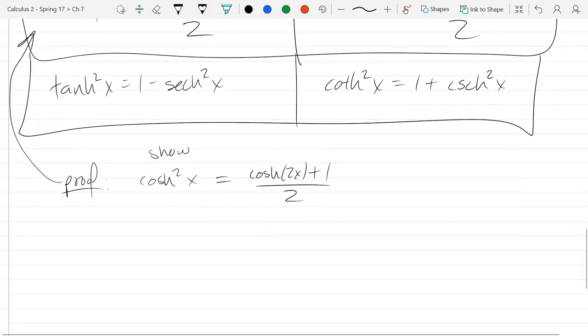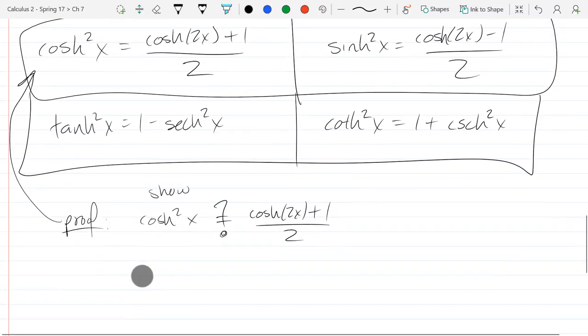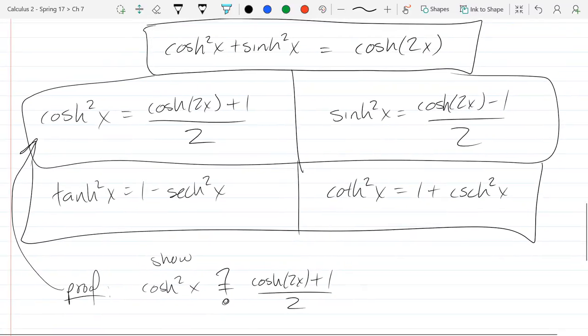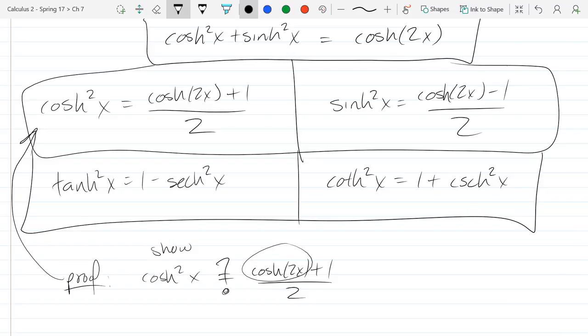So remember how to prove identities. You start on one side and then do algebra and hopefully arrive on the other side. So I don't know that they're equal yet, so I'll put a question mark over my equal sign. It should be equal. So start on the complicated side. That's generally the trig way to do it. So we would normally start on the right side, except I know one thing I can do to replace the left side. No. The right side. So let's replace cosh 2x with what's at the top of the screen right there. So I'm going to replace cosh 2x with cosh squared plus sinh squared.